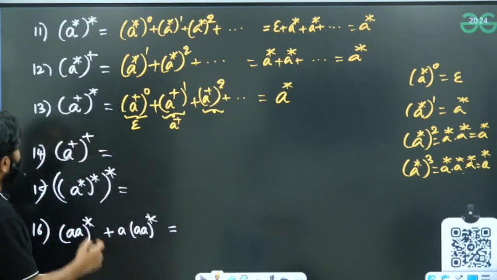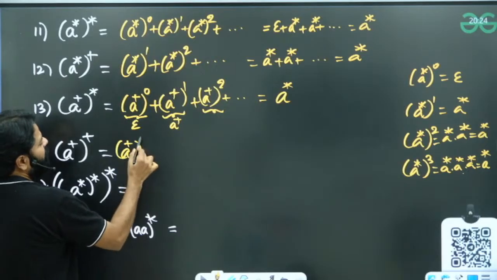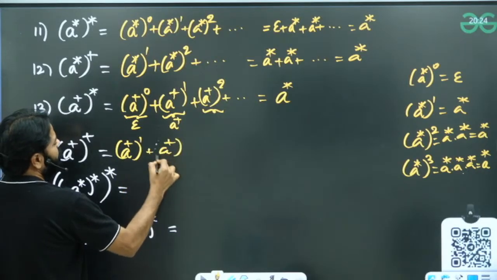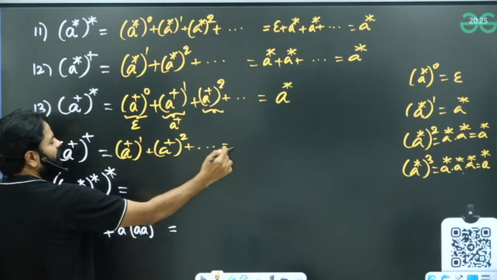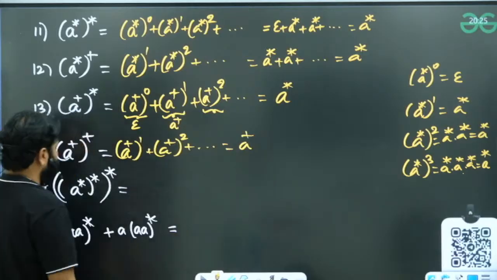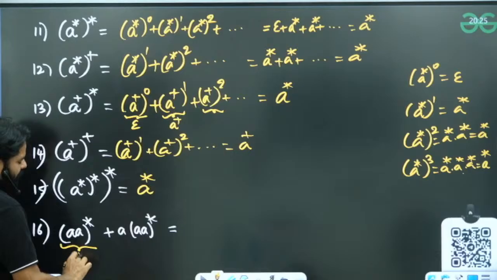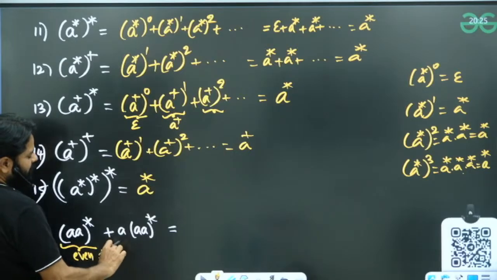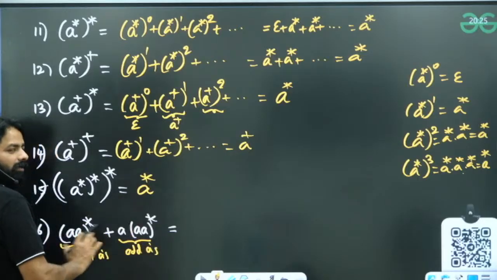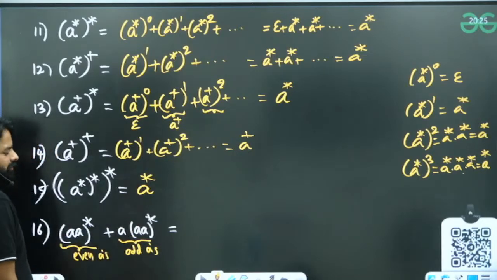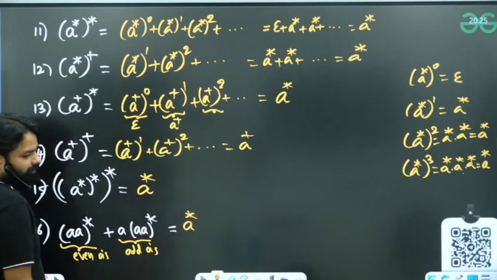Now you can't get epsilon. A plus power 1, A plus power 2, and so on. This is enough. It is going to dominate everyone. You will write A plus, and this is A star, and here these are even A's, these are odd A's, and when you do the union of even and odd A's, all the strings are covered, which is nothing but A star.